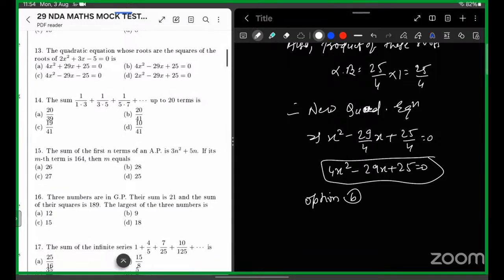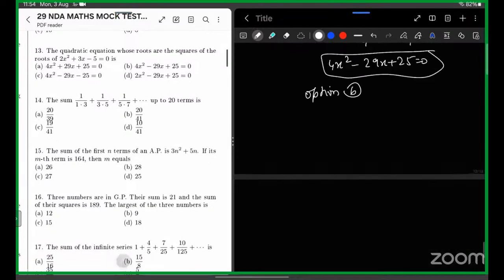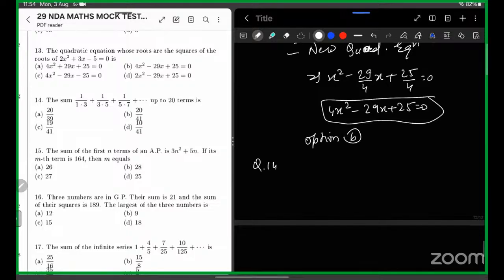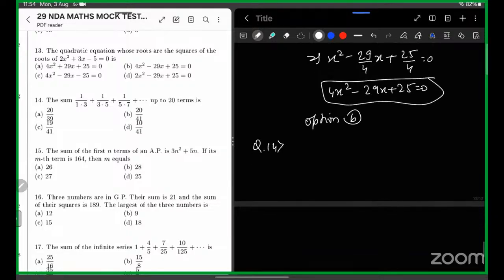Question number 14 now. Okay. 1 upon 1 into 3 plus 1 upon 3 into 5 plus 1 upon 5 into 7 plus dot dot dot till 20 terms, you need to find the summation of this. How we can solve it? For this, you need to find out the general term. If you are able to find the general term, then things will become easy for you. How you are going to find the general term?